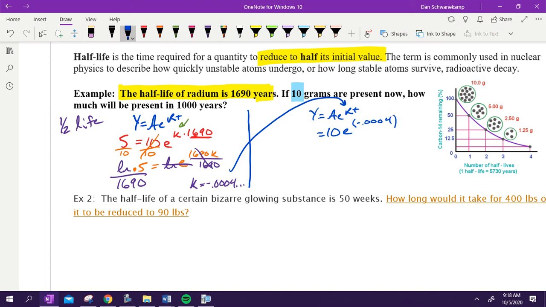Does it make sense that that growth rate is negative? Talk with your neighbor and discuss why that growth rate is going to be negative. Jack, why is that k negative? It's getting smaller. It's a decay amount. It's getting less and less. My t is going to be 1690.